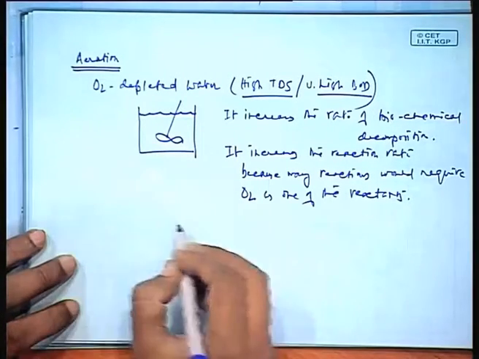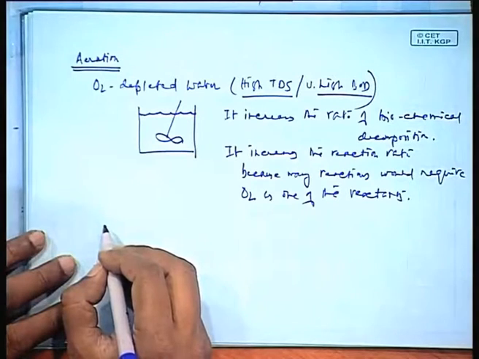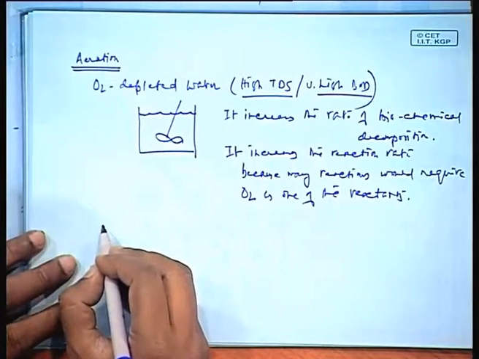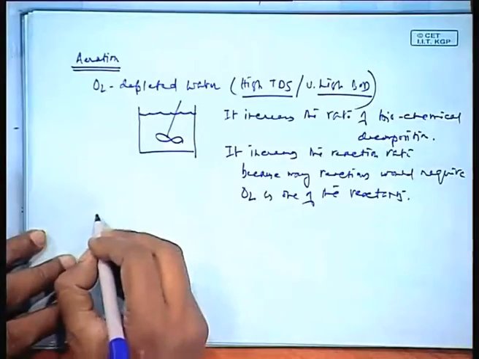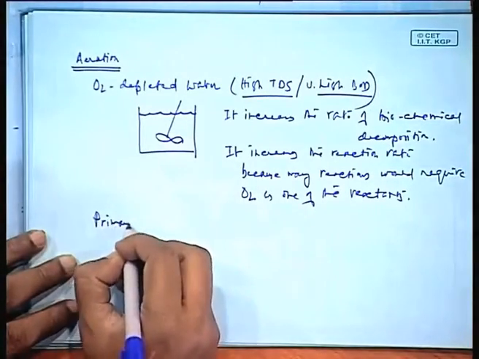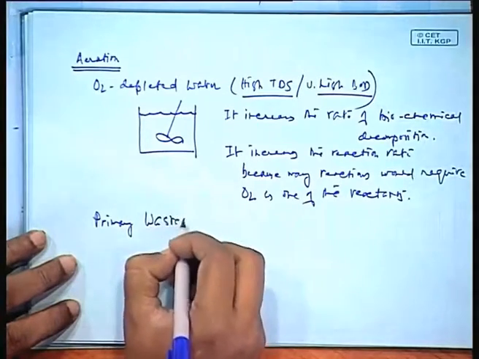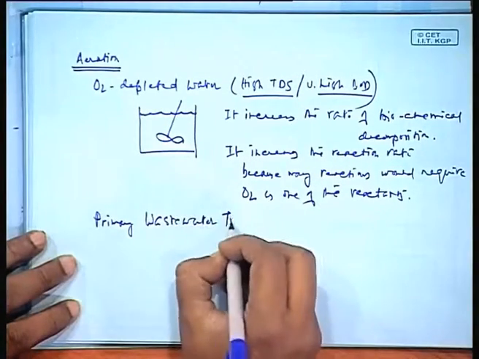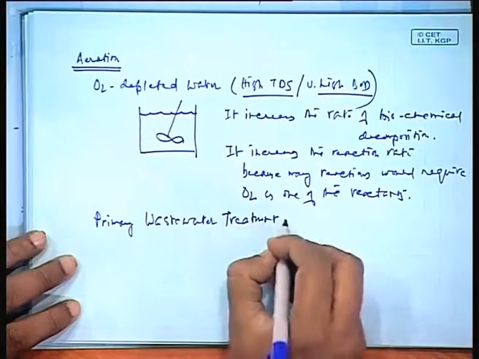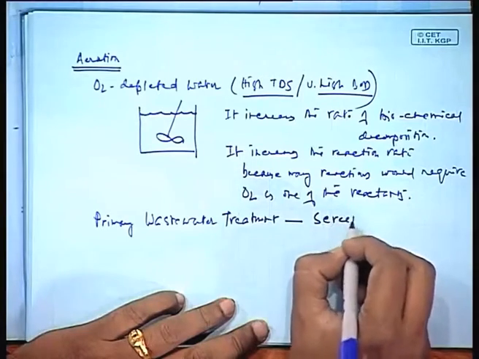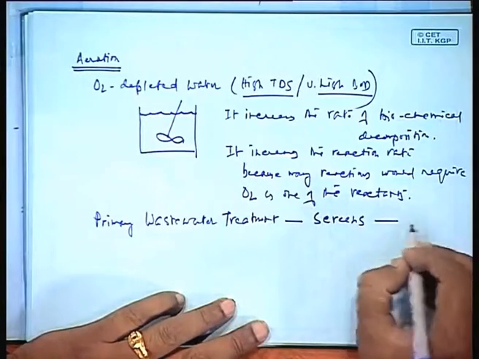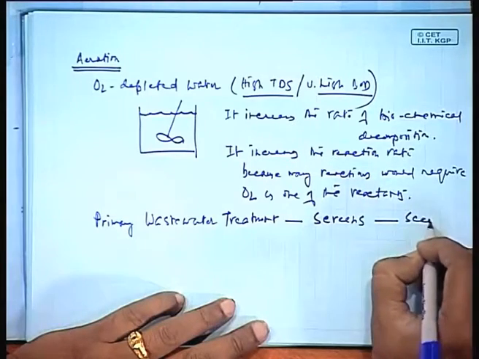Till this part, till this time, is generally known as primary treatment. So till the secondary settling, we generally talk of this as the primary wastewater treatment, that is, say, from the screens to secondary settling.